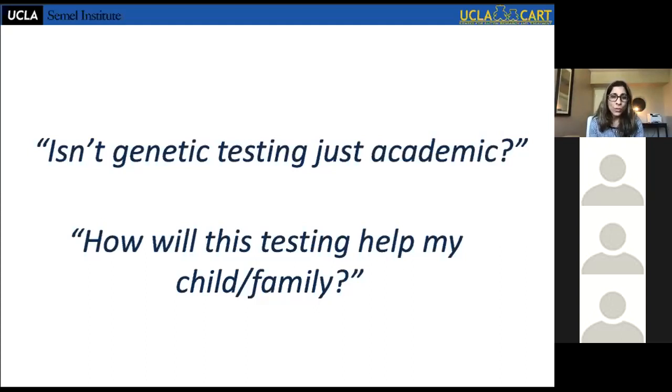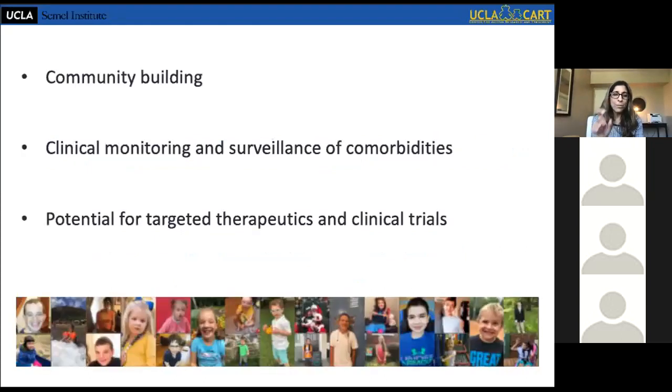So I think having a way to have a dialogue with patients around why it is not just academic can be quite helpful. And so this is what I tell patients, okay? And I'm going to show you examples of the first two, but we're really going to focus on bullet point number 3 in the space of clinical trials.